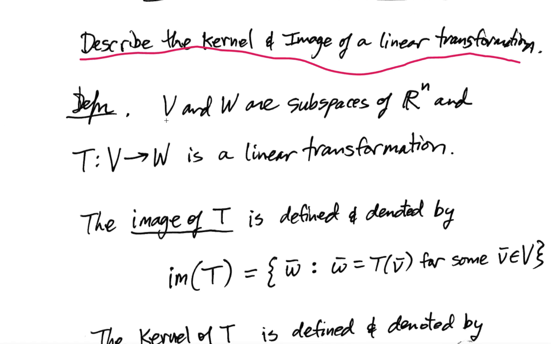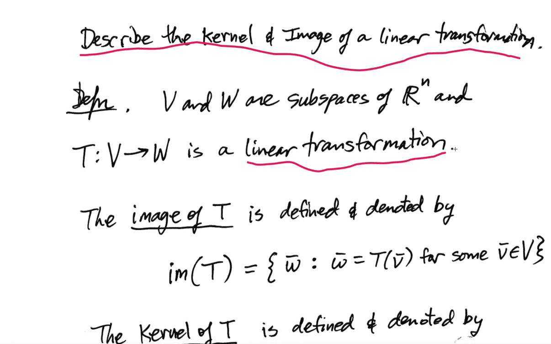Okay, let's go ahead and look at a definition of ours. Let's say V and W are subspaces of Rn, and T is a mapping from V into W, and it's a linear transformation or a linear map or a linear operator. Any of those terms will work, even a linear function. But it's a linear map, linear transformation.